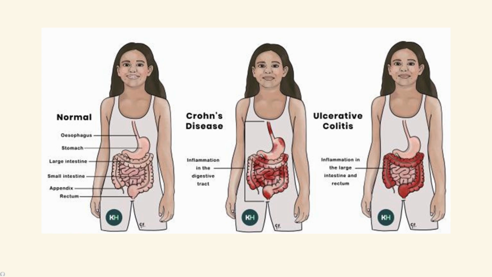Here is a clearer picture explaining the difference between Crohn's disease and ulcerative colitis. You can see in Crohn's disease, the red part, meaning that inflammation can occur anywhere along the digestive or the gastrointestinal tract. Not like in the case of ulcerative colitis, where only the large intestine plus the rectum is involved.